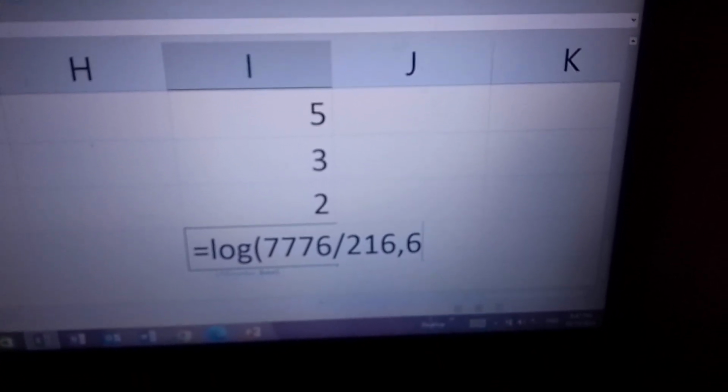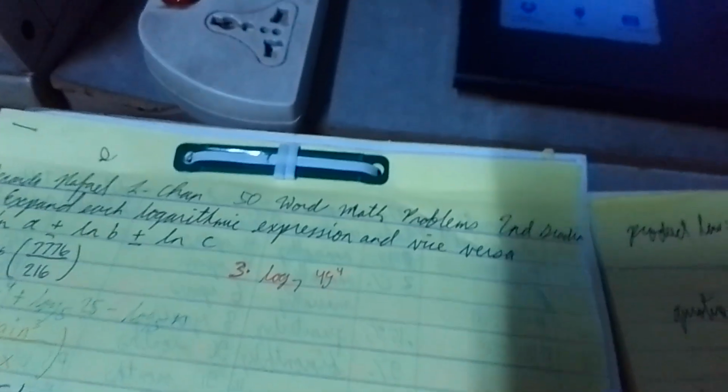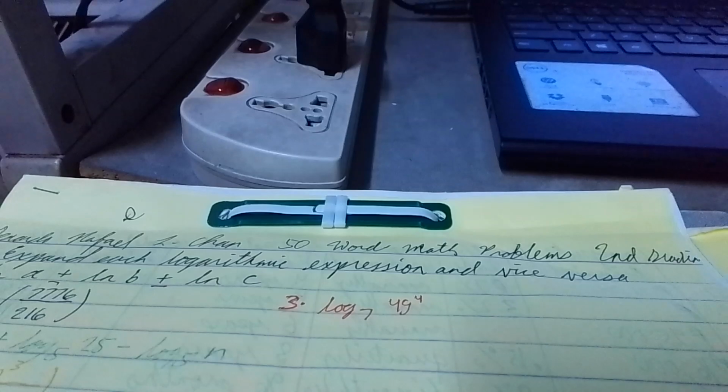Doing this again, let's say we do it here, di ba, we type here, log, and then choose the number 216. And that's 6. Di ba? And you're supposed to get 3. Then 5 minus 3, you get 2. Or you can simply do this.